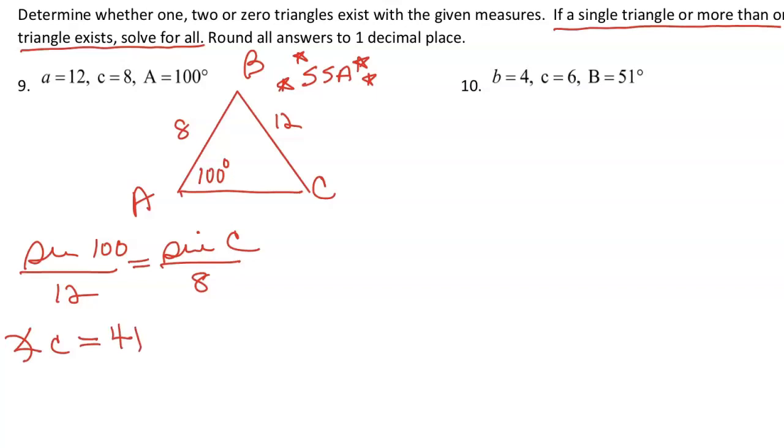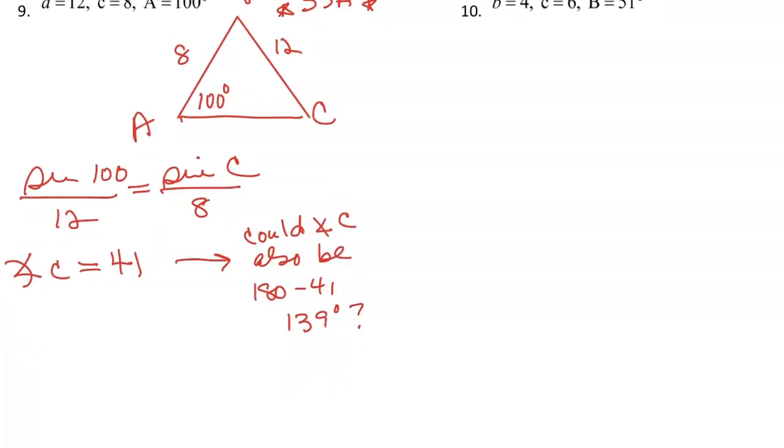Okay, what's my other possibility for angle C? I'm going to say, could angle C also be 180 minus 41? So let's see. 180 minus 41 is 139. Okay, so could I use 139 plus the 100 they gave me? That is 239. No, I can't build a triangle like that.